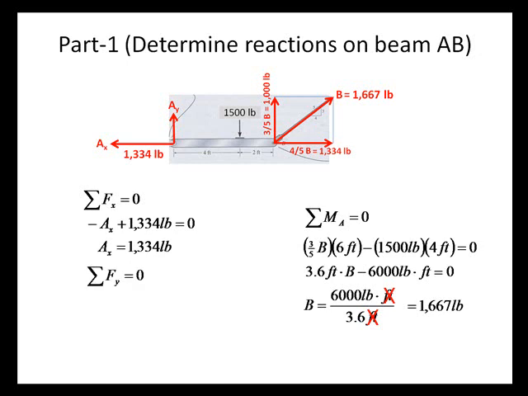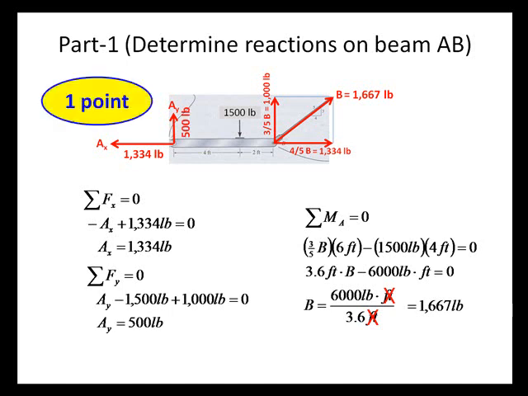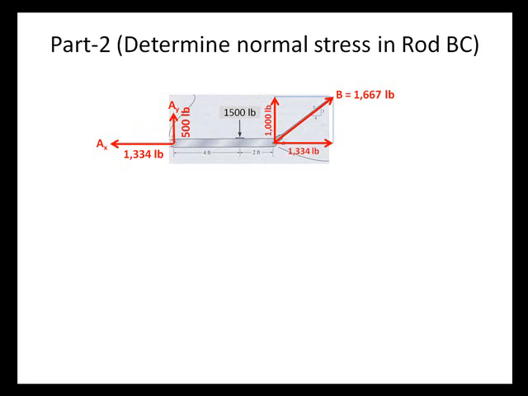Let's sum forces in the y direction. Well, I have AY in the positive, the 1,500 pound load in the negative, and the 1,000 pound reaction at B, the vertical component, in the positive direction. Do a little algebra, and we find that AY is 500 pounds. Go ahead and give yourself 1 point if you got those reactions correct. Part 2, determine normal stress in rod BC. Go ahead and pause the video and work that out.